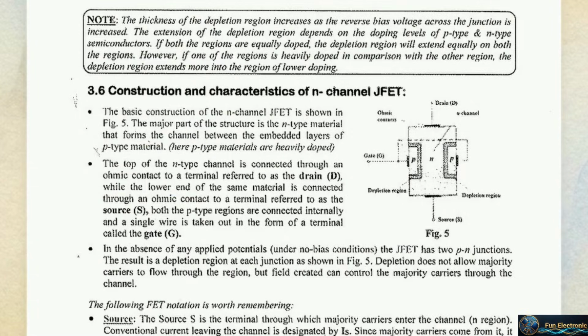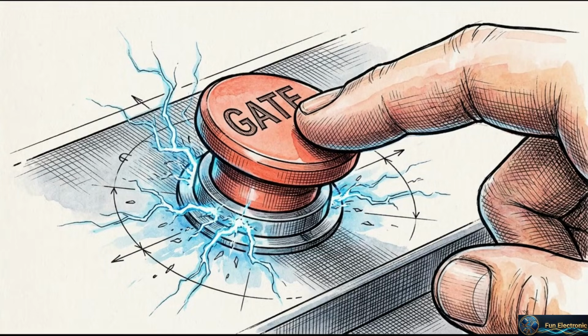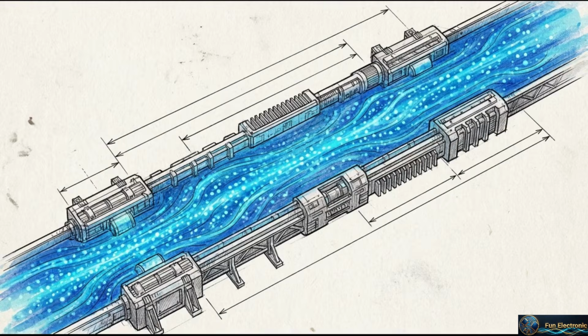This diagram shows the internal architecture. You can see a central highway for electrons, called the N channel, which is sandwiched between 2 side blocks that make up the gate. By applying electrical pressure to just that one gate terminal, we gain absolute control over the massive flow of power moving through the main highway.